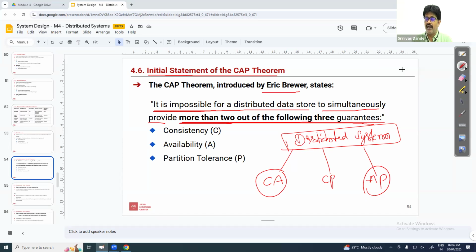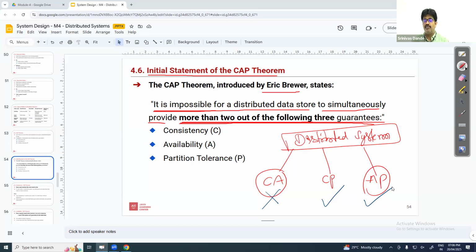But in reality, CA is not possible for distributed systems. You may have CP or AP. The distributed systems you design and develop may be CP systems or AP systems. It means the systems provide partition tolerance and consistency, or partition tolerance and availability. So whatever distributed system you are developing, partition tolerance is a must.